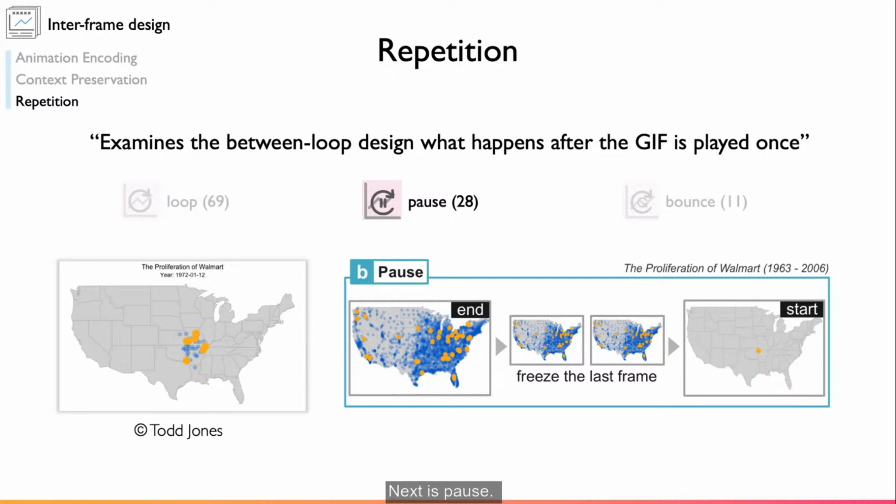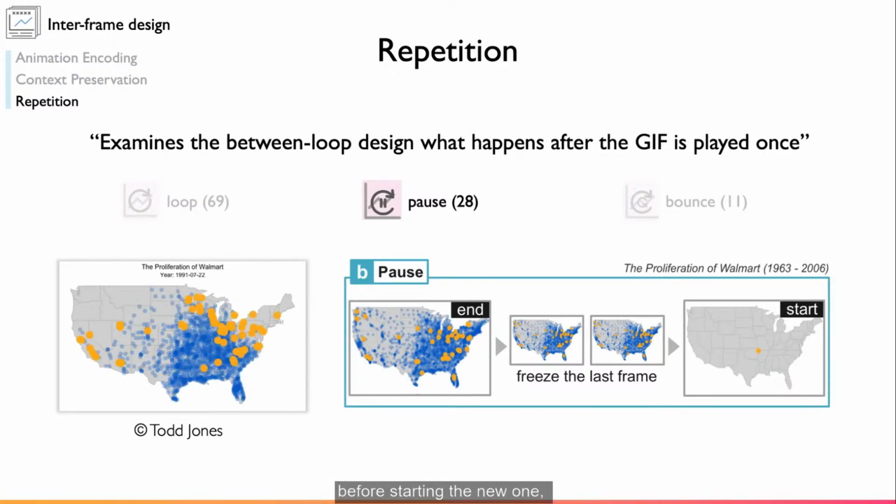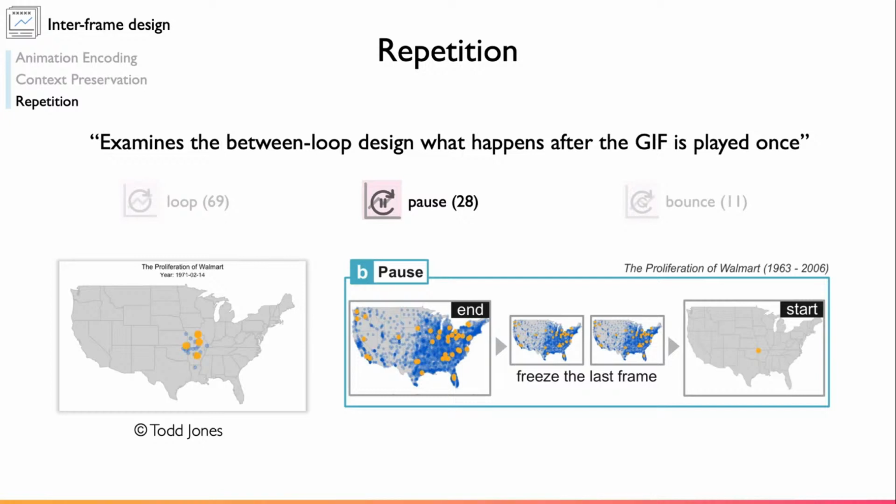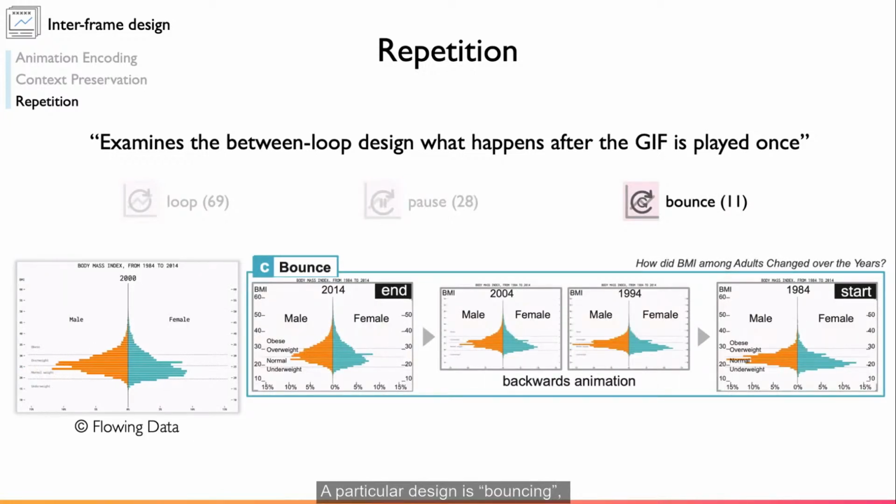Next is pause. Some data GIFs deliberately pause a while before starting the new one, and form a freeze at the last frame. A particular design is bouncing, where data GIFs play the animation once, and reverse it to the start state of the loop. It works similarly to chasing back the history.